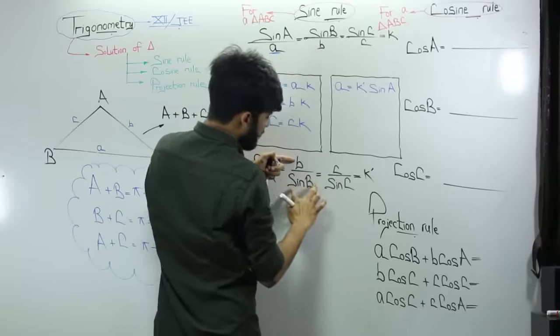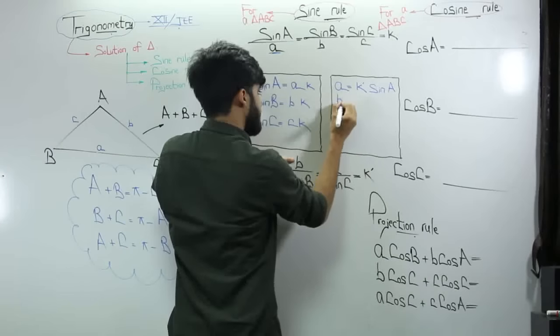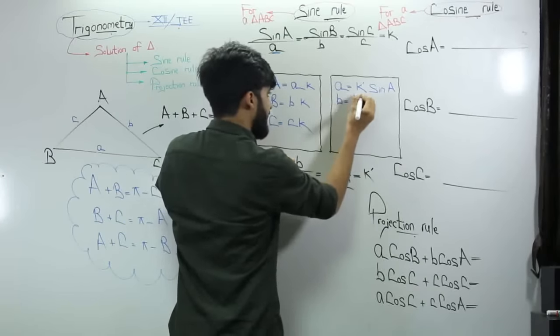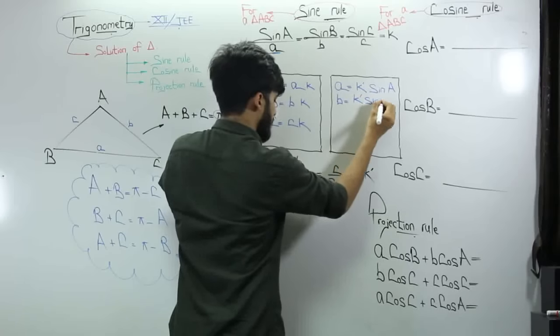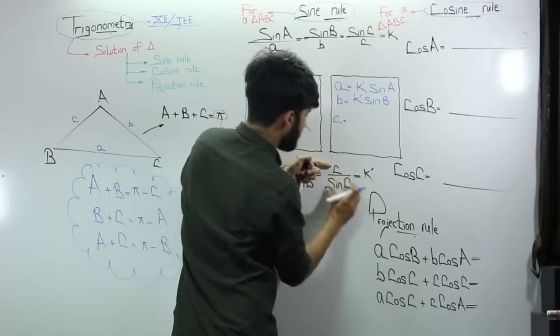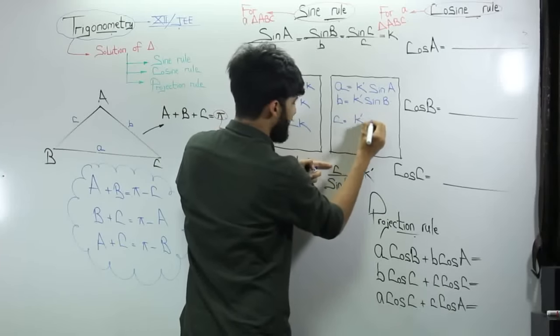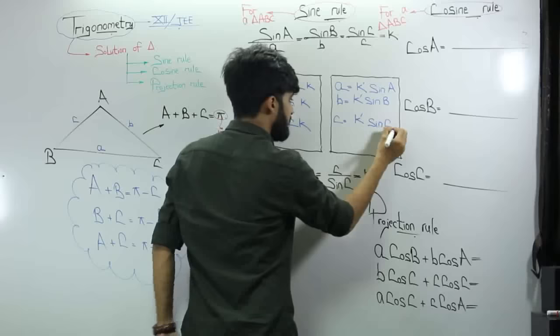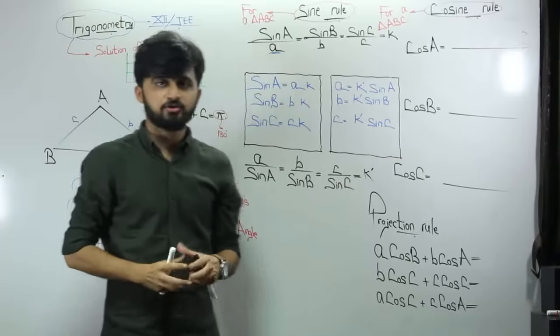You will understand this: cross multiplying sine B to the right-hand side, B is K dash into sine of B. Similarly, C is equal to K dash into sine of C. Okay, so now I have understood my sine rule.